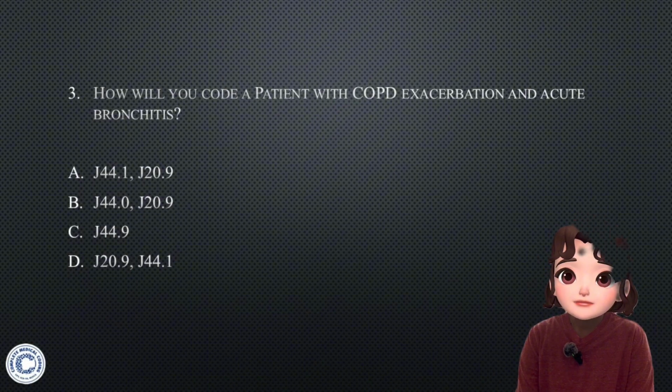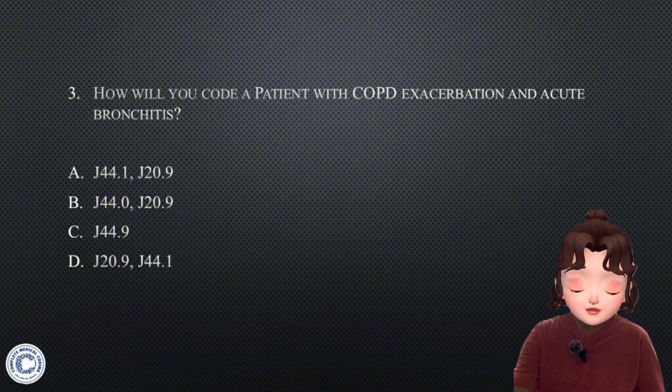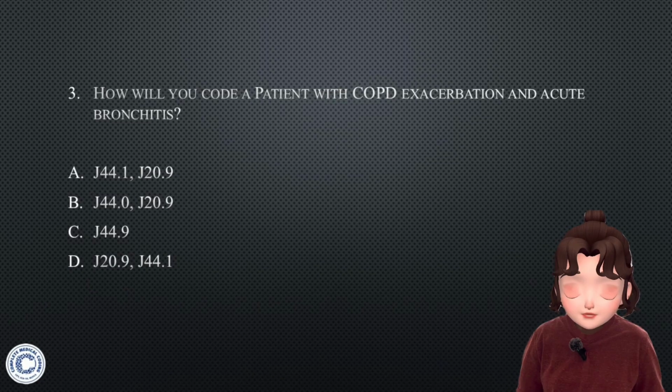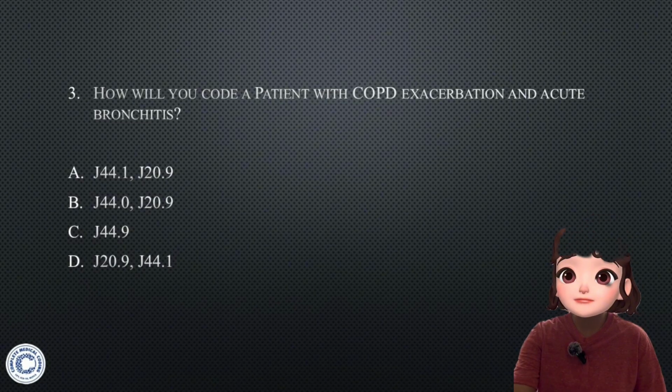Now third question. How will you code a patient with COPD, exacerbation and acute bronchitis? The patient is having COPD, chronic obstructive pulmonary disease. So the patient is having chronic obstructive pulmonary disease and acute bronchitis. So both you have to code. Okay. So what is option A?